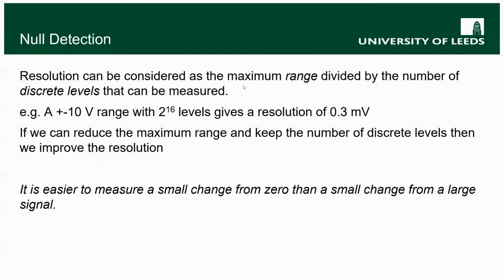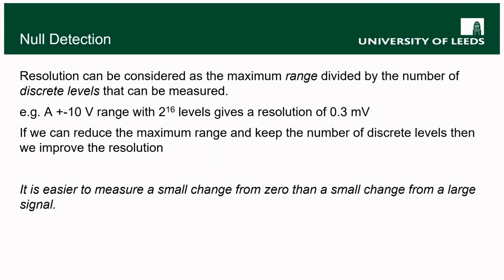So the next approach we're going to take to trying to improve our measurements is to think about ways in which we can increase the resolution of a measurement, to get a sensitive measurement of a small change in the signal. Resolution can be considered as what happens when you divide the maximum range by the number of discrete different levels over which you can do that measurement. For example, if you have a 10-volt range, plus or minus 10 volts, and you've got 2 to the power 16 levels, so a 16-bit digitization, then that gives you a resolution of about 0.3 millivolts. So you can tell the difference between two signals which are 0.3 millivolts apart or more.